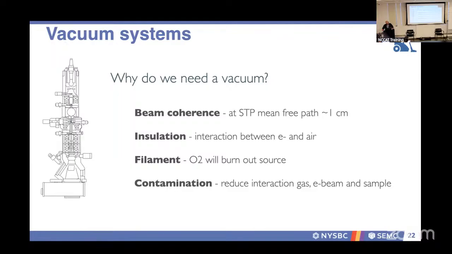Something else that helps with being in a vacuum is we can also reduce contamination. Because if we put everything in atmosphere, what ends up happening is your sample, especially if it's kept at liquid nitrogen temperatures, is a really good decontaminator for the environment.